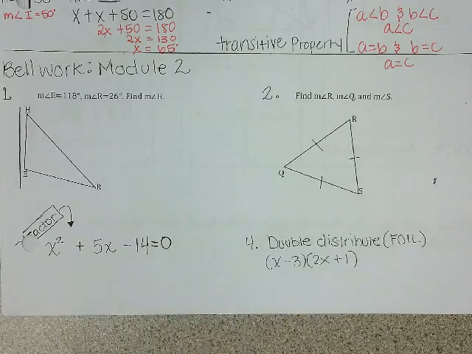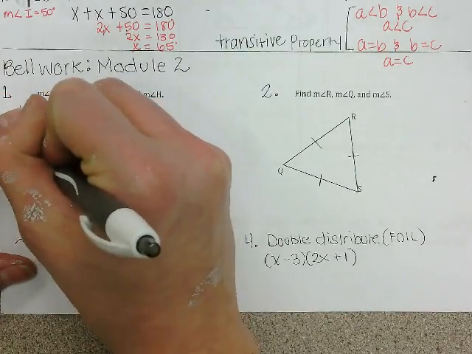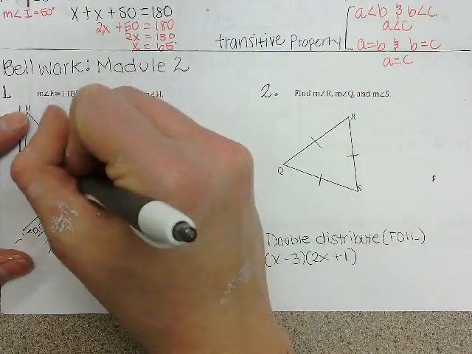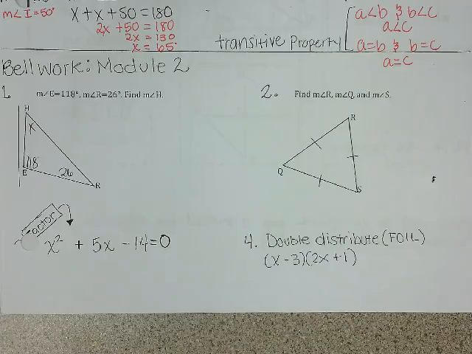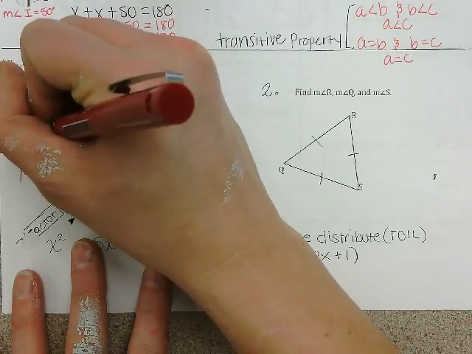All right, next part. So angle E is 118. Angle R is 26. And we don't know that. So, what do we do to find this? Right, add them together and subtract from 180. So what do we get? 96? 36. I was like, that's really high. I don't think we can have that.